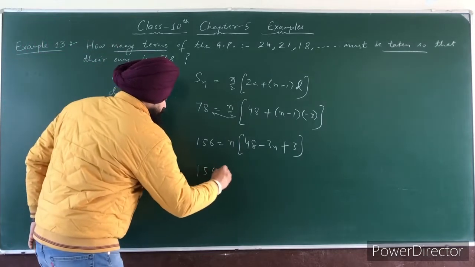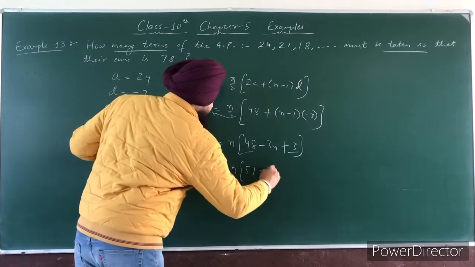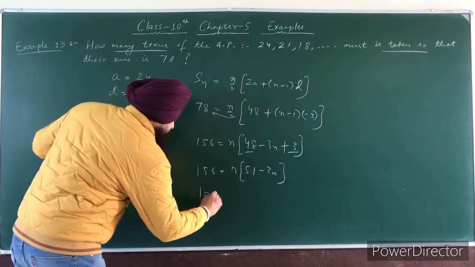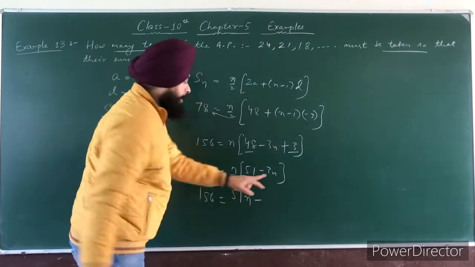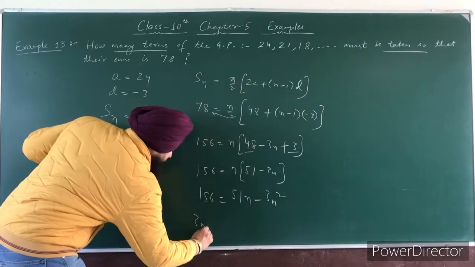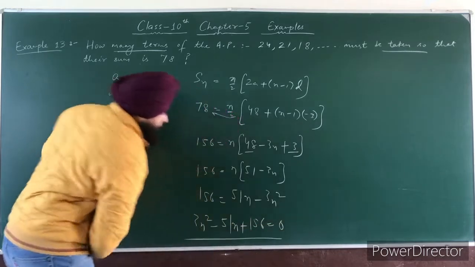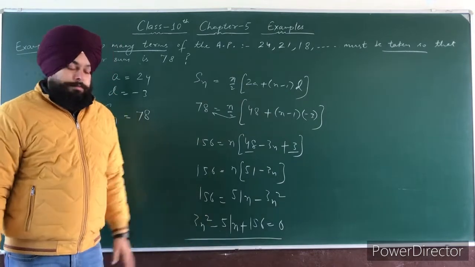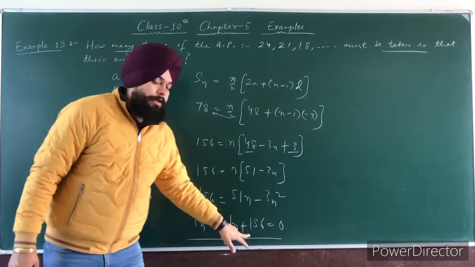Now solving this, 48 plus 3 is 51 minus 3n. Alright, now you can see here 156 is equal to, open the brackets again, 51 into n is 51n minus 3n into n is 3n squared. Or you can write 3n squared minus 51n plus 156 is equal to 0. You can rewrite this equation in the form of a quadratic equation. So it is 3n squared minus 51n plus 156.